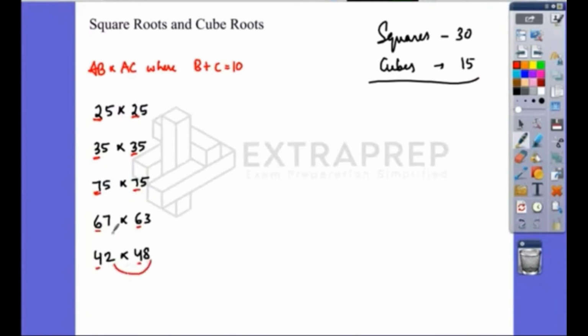2 plus 8 is 10, 7 plus 3 is 10, 5 plus 5 is 10. So they are in the form of AB into AC, where B plus C is equal to 10. Then, how do we find these values?